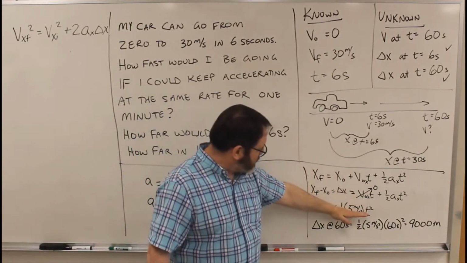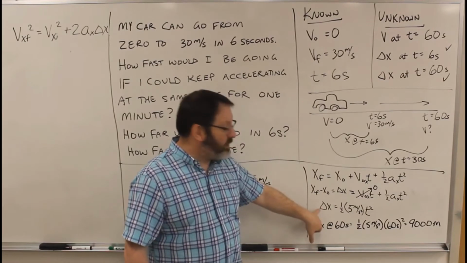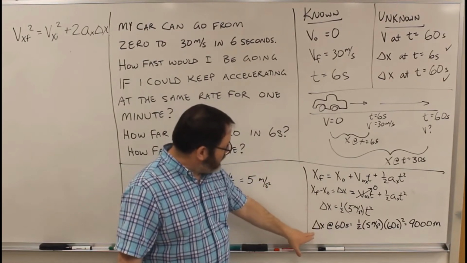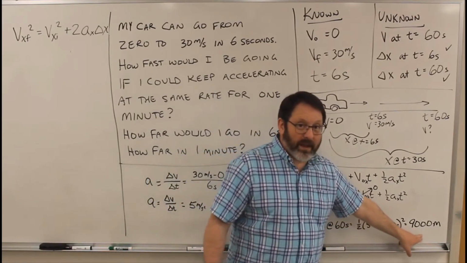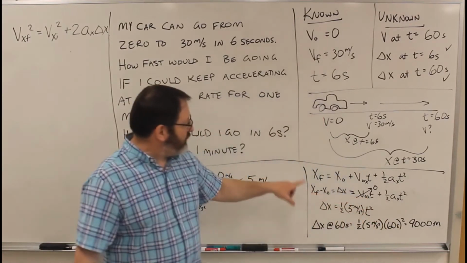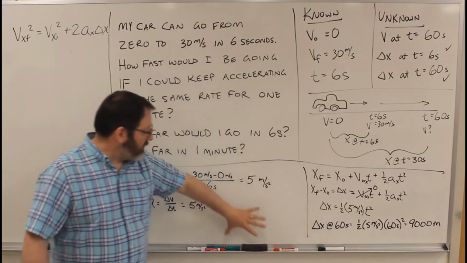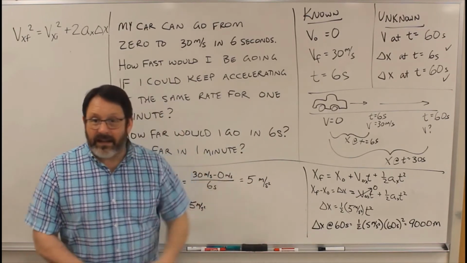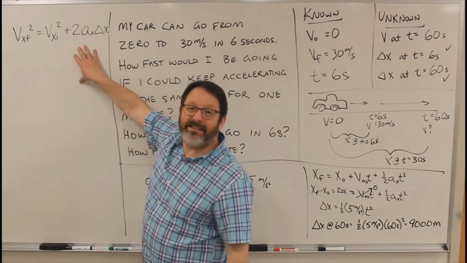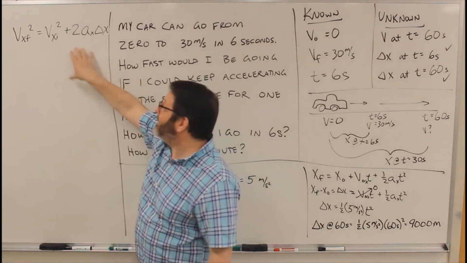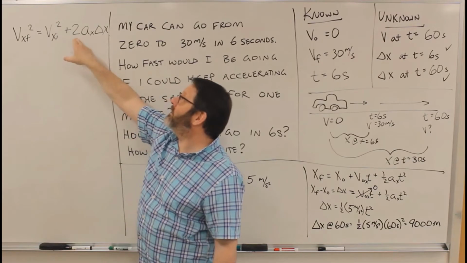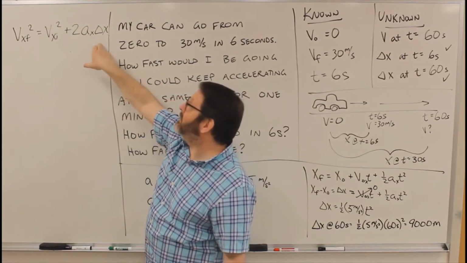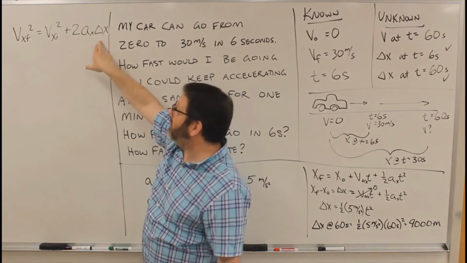We calculated this through and found equations for delta x. I went ahead now and calculated the delta x at 60 seconds. I came up with 9,000 meters. So if we had done this first without calculating v, then this equation would have been useful. See, we've got final velocity squared equals initial velocity squared plus 2 times acceleration times the displacement.